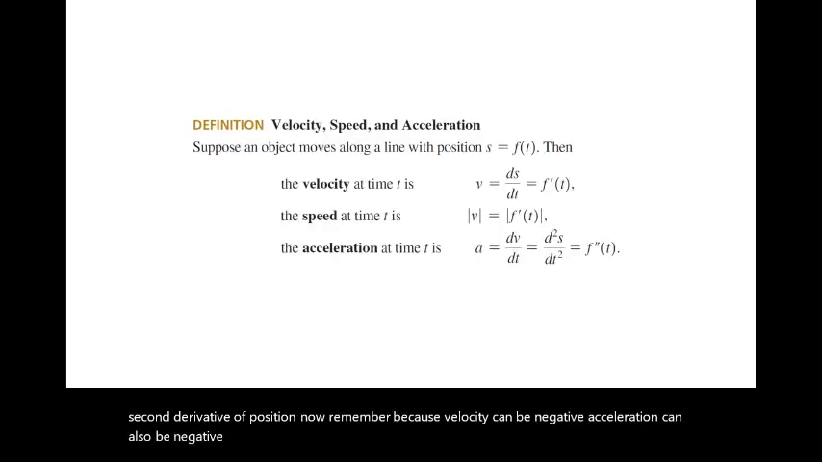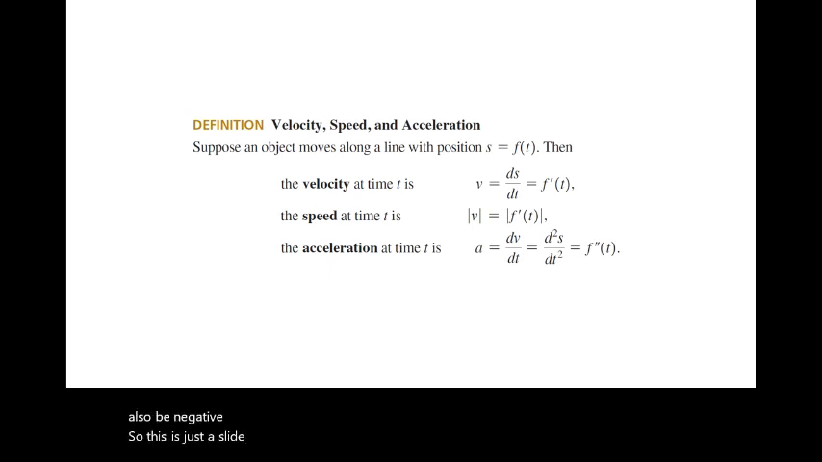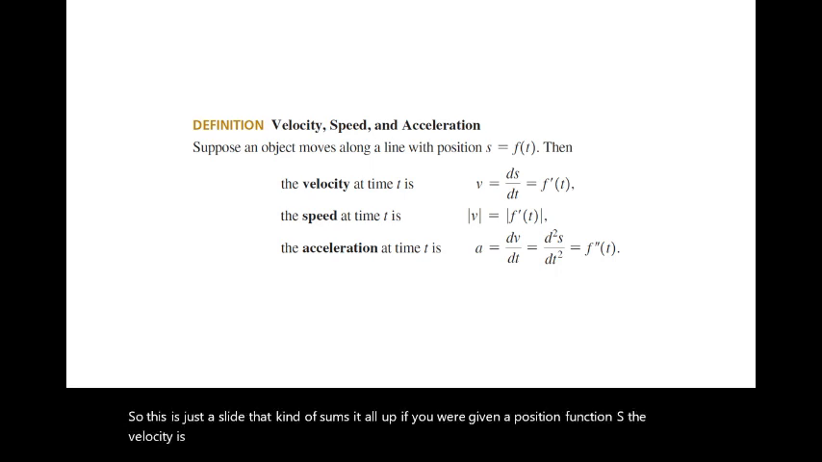So this is just a slide that kind of sums it all up. If you are given a position function s, the velocity is the derivative of the position function. Speed is the absolute value of velocity, and acceleration is the derivative of velocity or the second derivative of position.